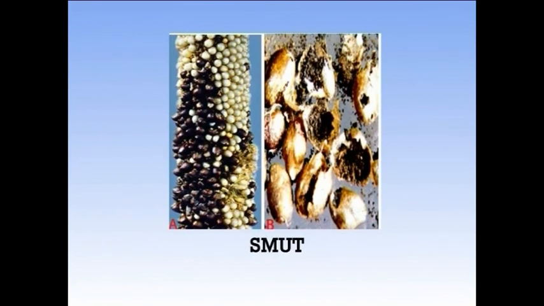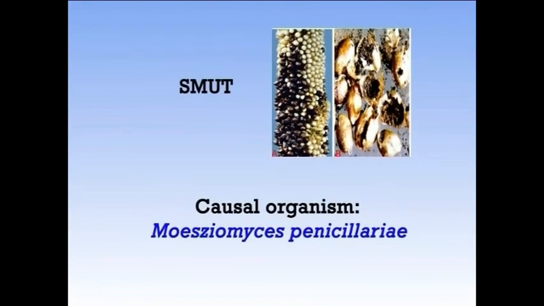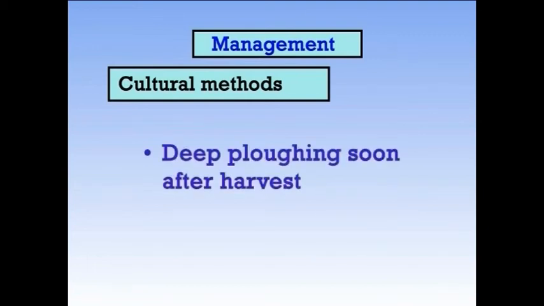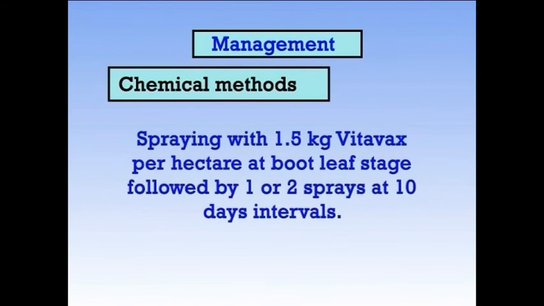And next disease is smut, whose causal organism is Moesziomyces penicillariae. Culturally, this can be managed by deep plowing soon after harvest. And chemical control strategy includes spraying with 1.5 kg Vitavax per hectare at boot leaf stage followed by 1 or 2 sprays at 10 days interval.